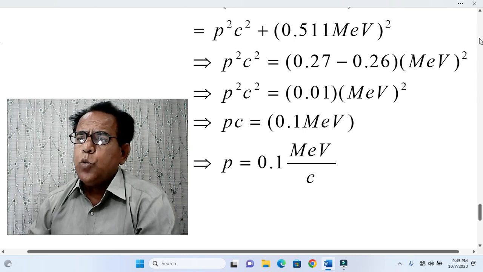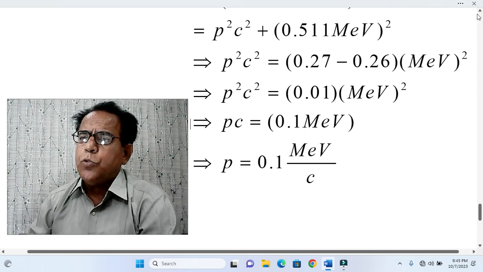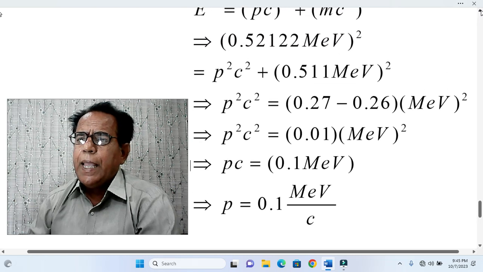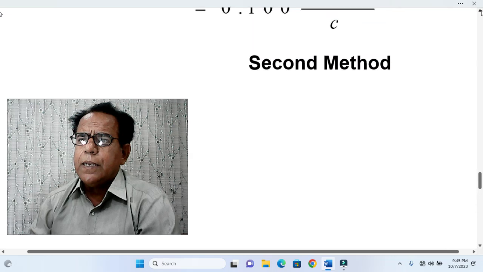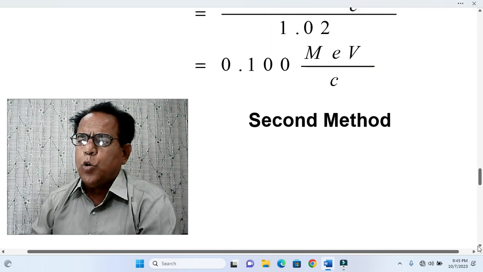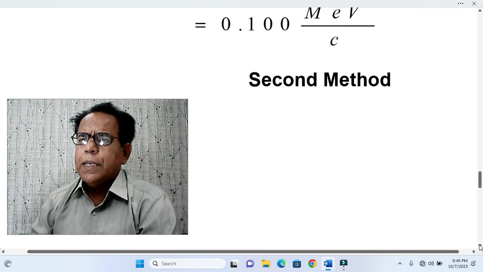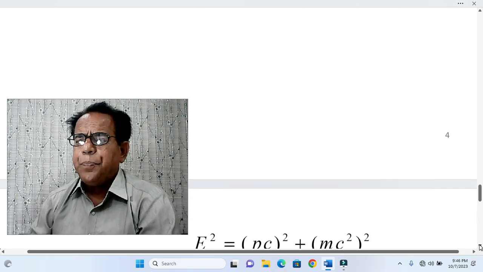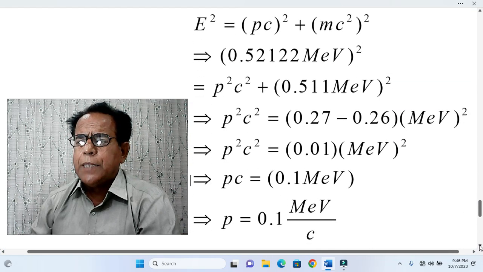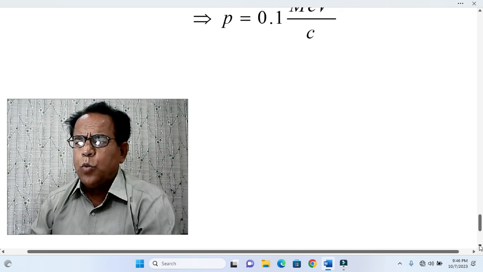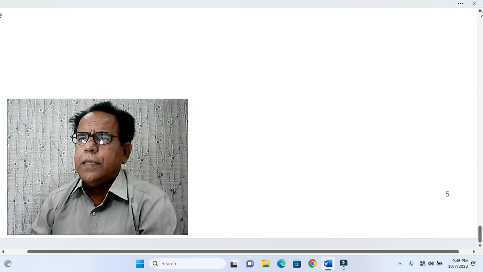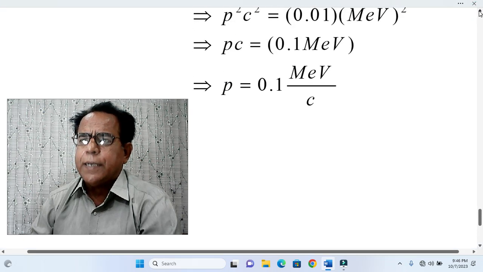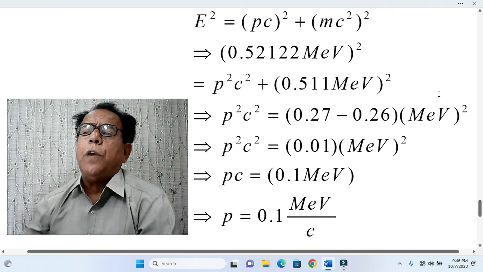So dear students, here P is equal to 0.1 and here again 0.1. So both values of momentum are the same, so our problem has been counter checked. In this way we have found all three values, that is total energy, kinetic energy and momentum, and hence this is the end of our problem.